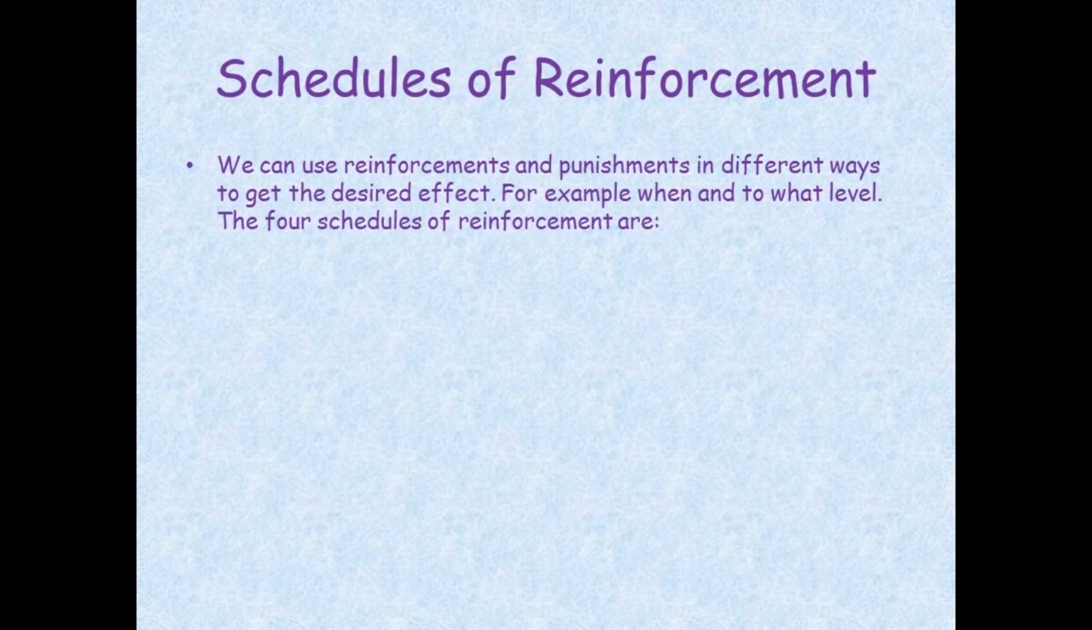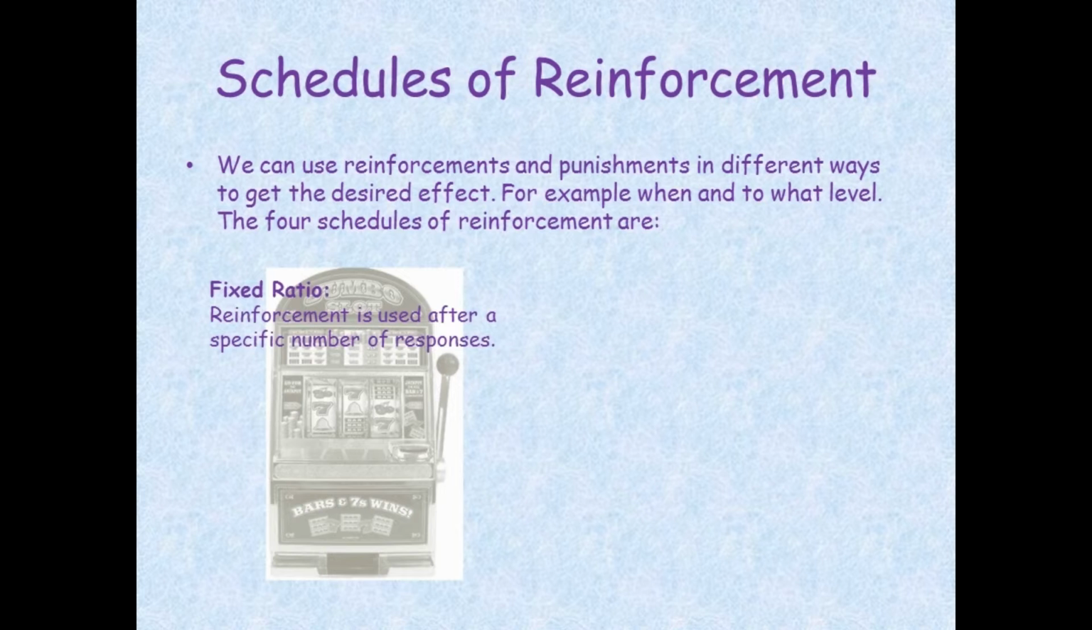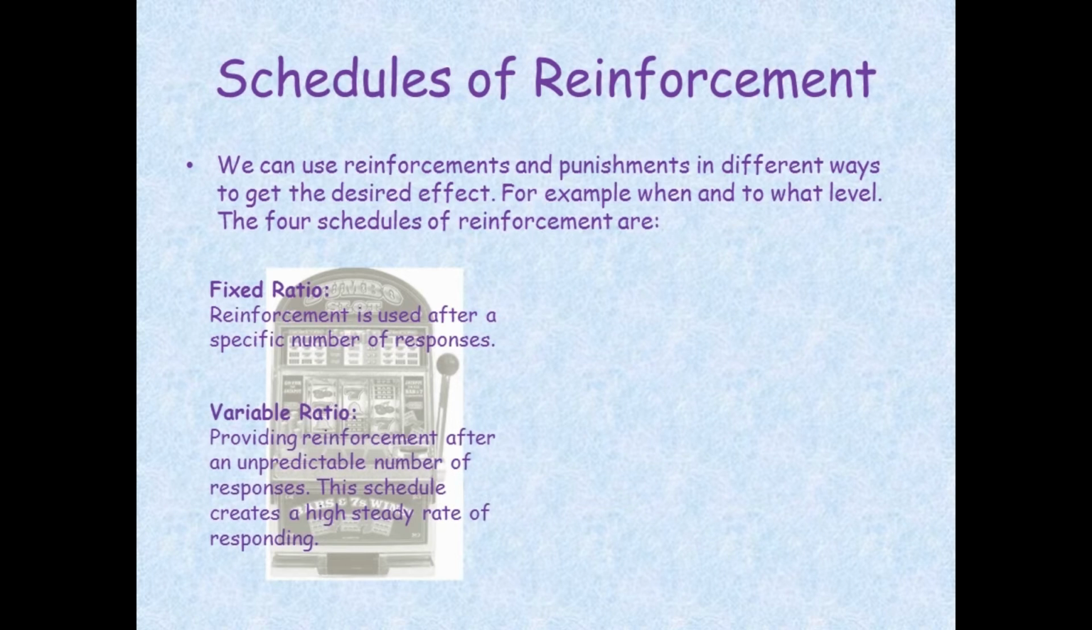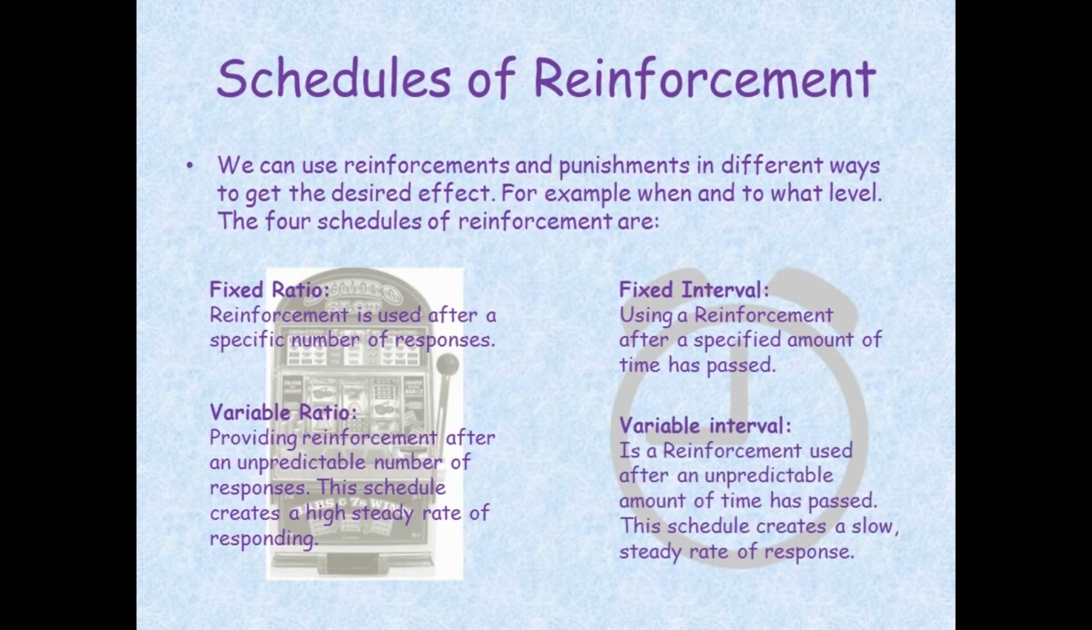Schedules of reinforcement. We can use reinforcements and punishments in different ways to get the desired effect, for example, when and to what level. The 4 schedules of reinforcements are: fixed ratio. Reinforcement is used after a specific number of responses. A variable ratio. Providing reinforcement after an unpredictable number of responses. This schedule creates a high steady rate of responding. A fixed interval. This is using a reinforcement after a specific amount of time has passed. A variable interval. This is a reinforcement used after an unpredictable amount of time has passed. This schedule creates a slow, steady rate of response.